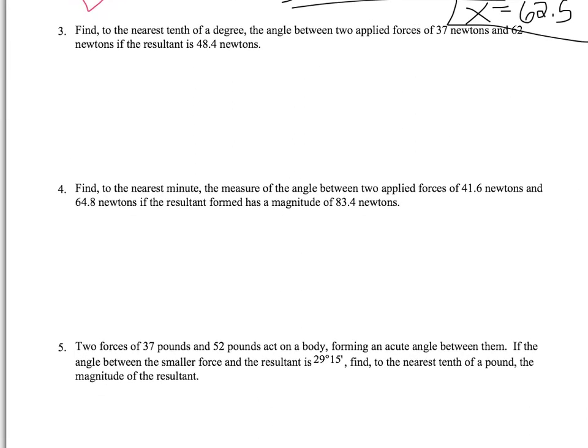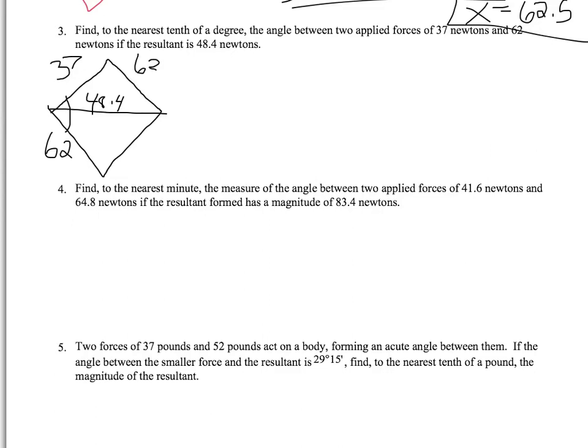Number 3, find to the nearest tenth of a degree the angle between the applied forces of 37 and 62. We want to find this angle if we know the resultant is 48.4. Bring the 62 up. I know you guys are saying you want to use your law of cosines and go straight to finding that angle, but you can't because it's a piece of two different triangles. So instead what we are going to do is we are going to find this angle up top and know that the red and the black angle will add up to 180. So to find the red angle up top, we will use our law of cosines.